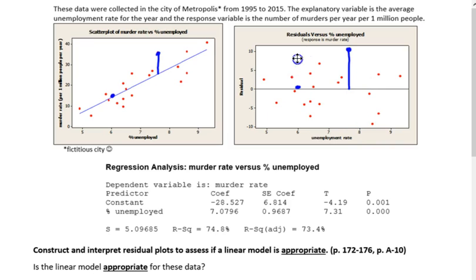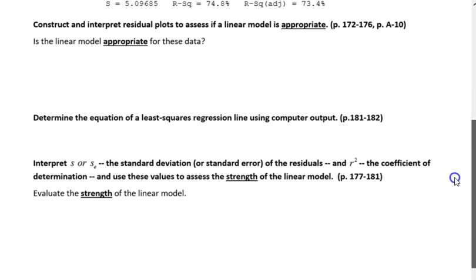We would want a residual plot to show no particular pattern, to look very randomly scattered. If the residual plot looked randomly scattered, then that is a sign that the linear model was an appropriate model for these data. So let's look at this first question.